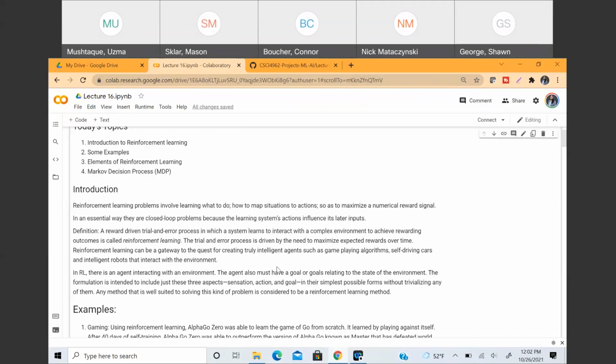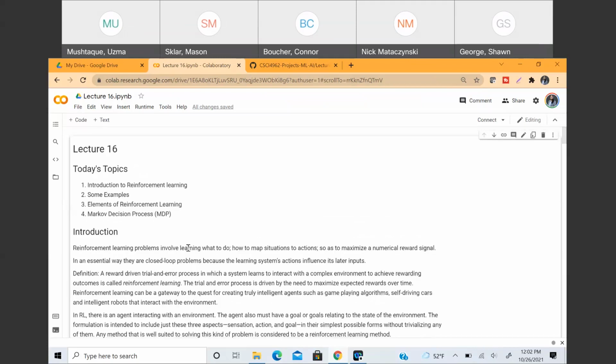So let's look at the specific definition. And before jumping into the introduction, I just wanted to summarize what we'll be doing today. There is this introduction to reinforcement learning. We'll look at some examples where reinforcement learning has been successfully applied. And then we'll try to understand some important elements of reinforcement learning, the elements that will exist always, given any problem.